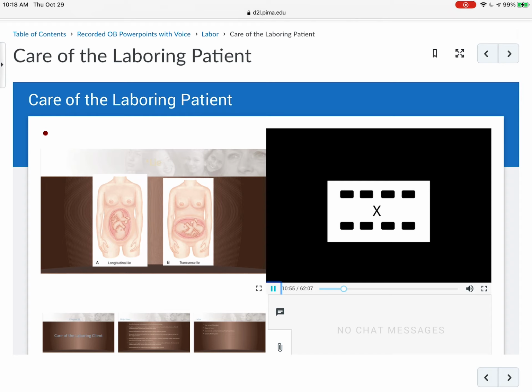You could just see that a baby in a longitudinal lie, meaning the head is down, is going to be easier to deliver versus a transverse lie. This baby, unless it turned to be head down, would definitely be a C-section, because that would be almost an impossible delivery or a very difficult delivery, increasing the chances of bad outcomes. So if the baby had a transverse lie, it would be an automatic C-section.